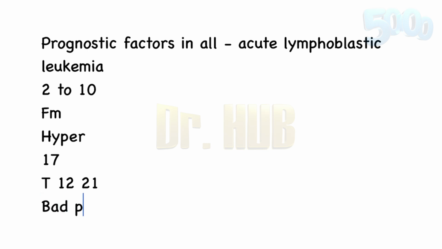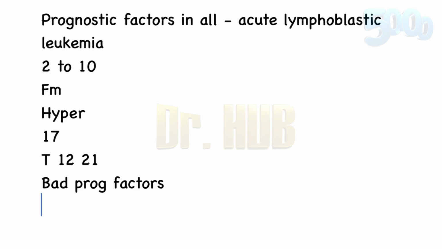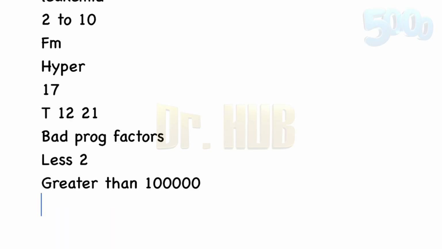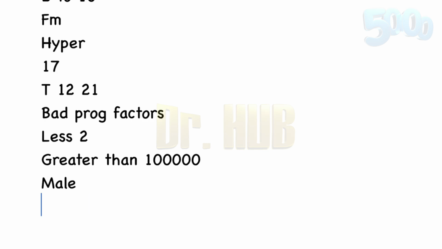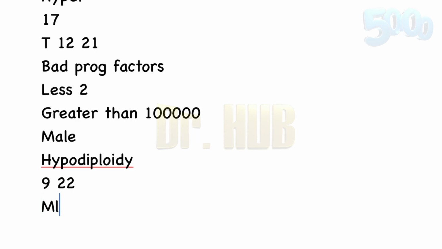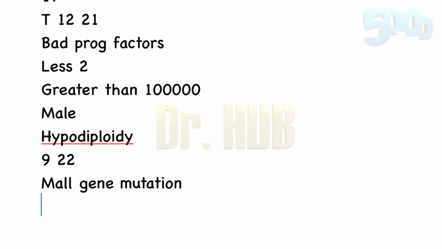Now what are the bad prognostic factors? This involves age less than 2 years, presentation in adolescence or adulthood, peripheral blood blast counts greater than 1 lakh, and male sex is a very bad prognostic factor. Then hypodiploidy, then comes pseudodiploidy, T(9;22), or T(8;14), or the 4;11. Next is the MLL gene mutation as well as the T cell phenotype.